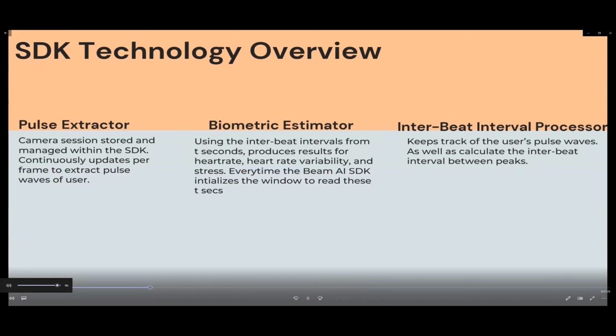And using these interbeat intervals, the biometric estimator is going to use a window of t seconds to analyze them, and within this window of t seconds, it's going to produce results for the heartbeat variability and stress. A key note for the biometric estimator is that every time you launch the app, it's going to initialize this window of t seconds. So whenever you first launch the app, it'll tell you to wait for 5 seconds, and that would be the t seconds where it's just going to scan and get a bunch of waves, and it needs to find the difference between those waves within 5 seconds to then be able to produce outputs.